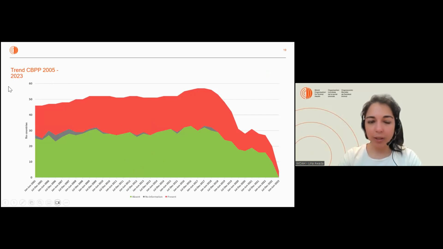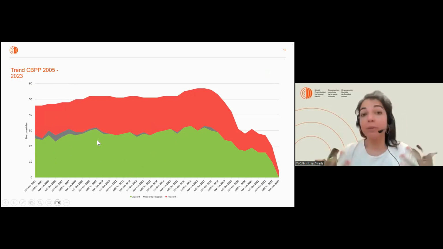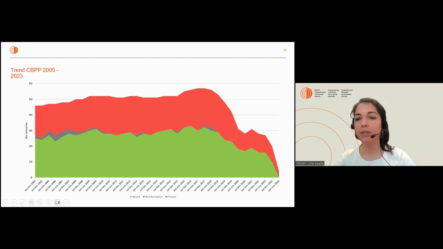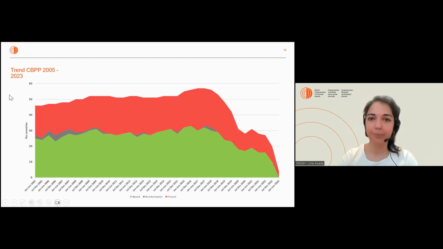These graphs are now showing the trends in terms of number of countries which reported presence, absence, or gaps of information for CBPP since 2005. The green is the absence, the red is the presence, the dark gray is countries which submitted their report, but in their report they say we do not know the situation. And of course, you also see this decline in recent years of the overall trend because of the missing 6-monthly report or delayed 6-monthly report.